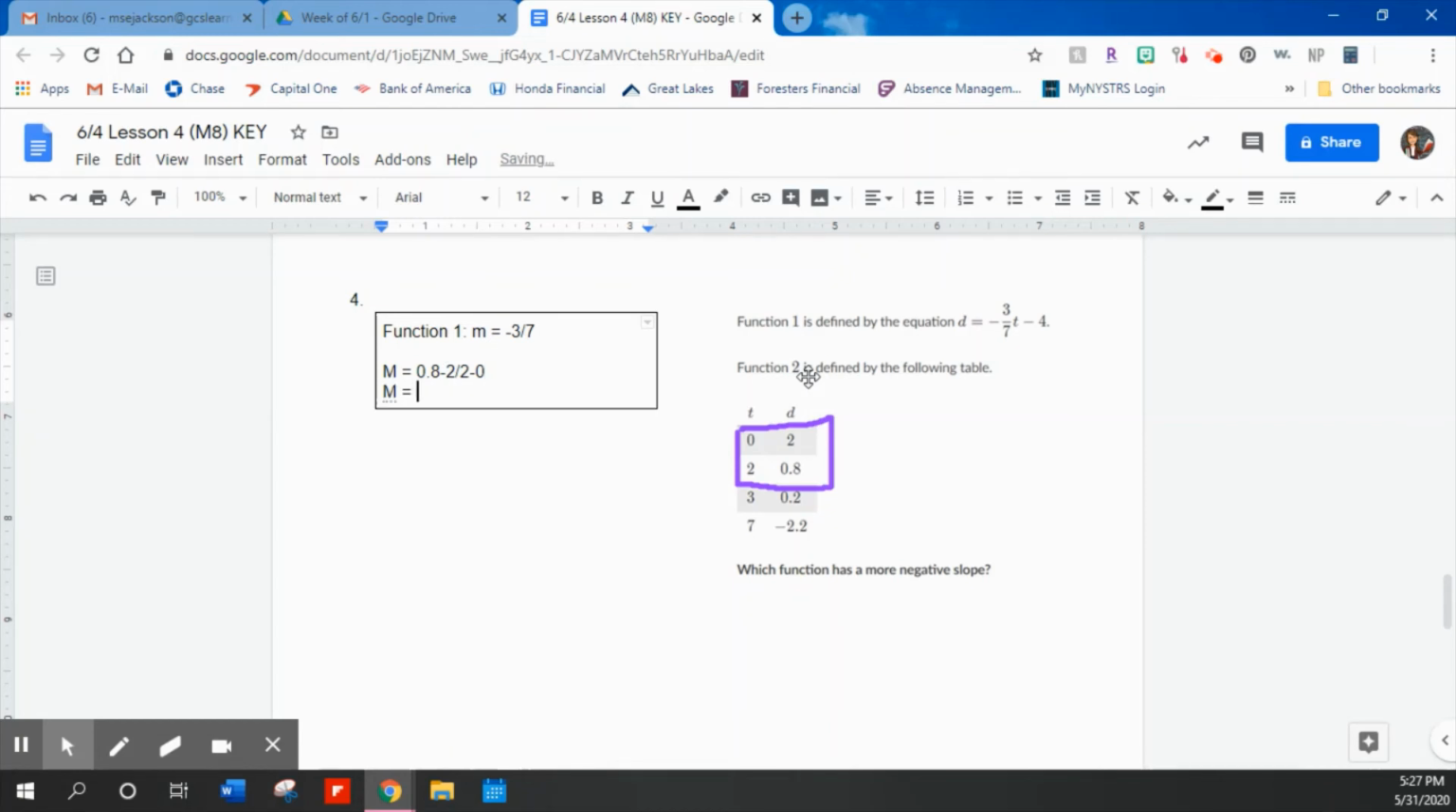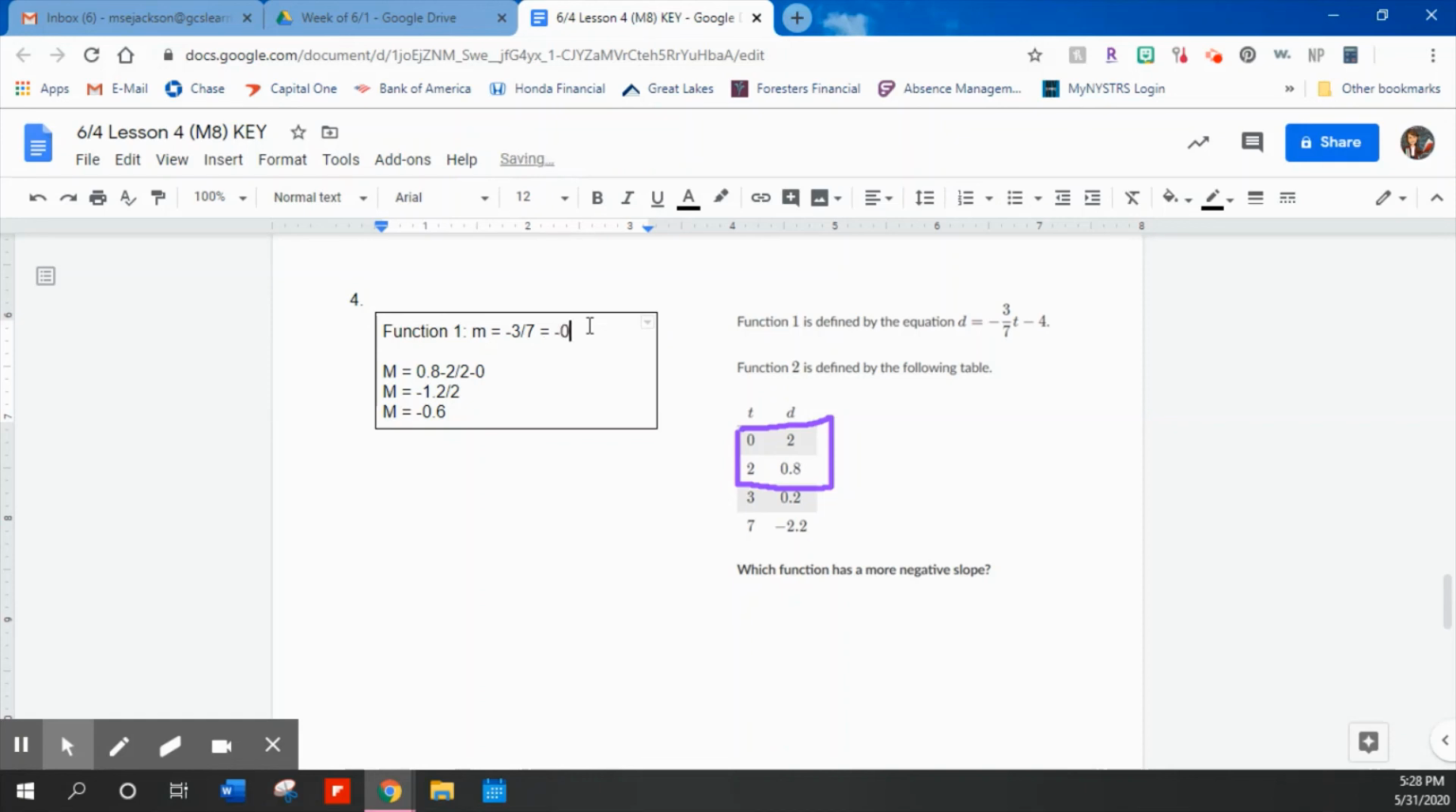Simplify the top first. We've got 0.8 minus 2 gives us -1.2. And then 2 minus 0 is 2. Simplify that out. We get m equals -0.6. Now, if you struggle with comparing a fraction to a decimal, change one of them. So I always like to compare decimal to decimal, actually. So I'm going to change the -3/7 to a decimal just by typing in -3 divided by 7.